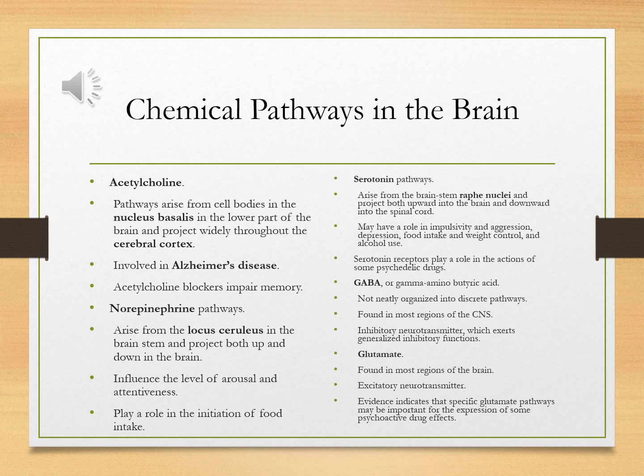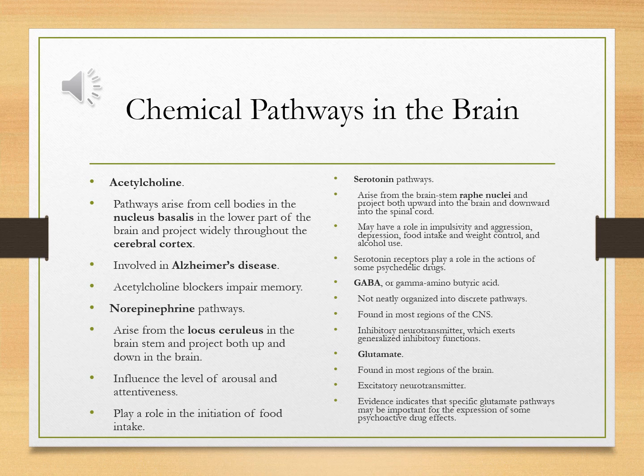Pathways containing acetylcholine arise from cell bodies in a nucleus in the lower part of the brain and project widely through the cerebral cortex. Cells in this region are damaged in patients with Alzheimer's. And pathways arising from the locus coeruleus in the brainstem have numerous branches and project both up and down in the brain, releasing norepinephrine and influencing the level of arousal and attentiveness. Norepinephrine pathways play an important role in the initiation of food intake, although other transmitter systems are also involved in the very important and therefore complex process of controlling energy balance and body weight.